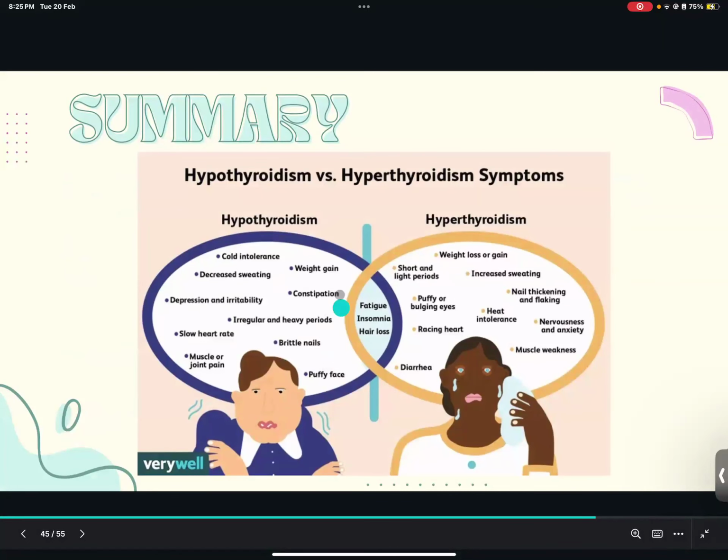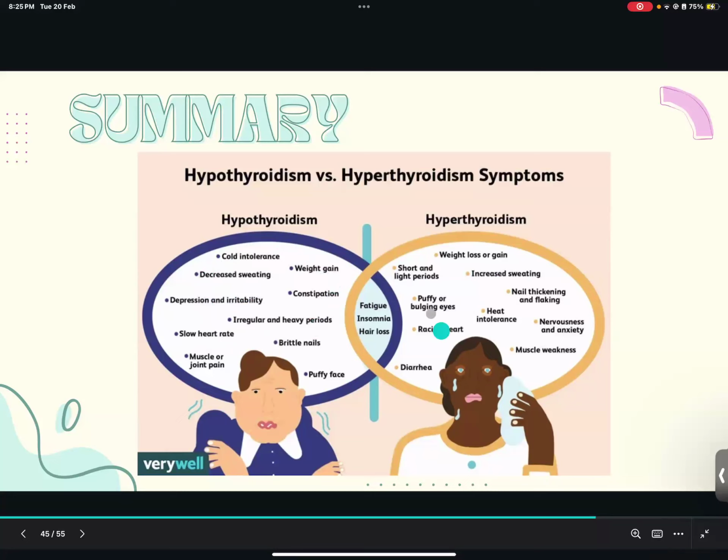And the summary here is you have the difference between hypothyroidism and hyperthyroidism. Hypothyroidism will have cold intolerance, decreased sweating, weight gain, constipation, irregular and heavy periods, brittle nails, puffy face, muscle or joint pain, slow heart rate, depression, and irritability. So basically everything in hypothyroidism slows down.